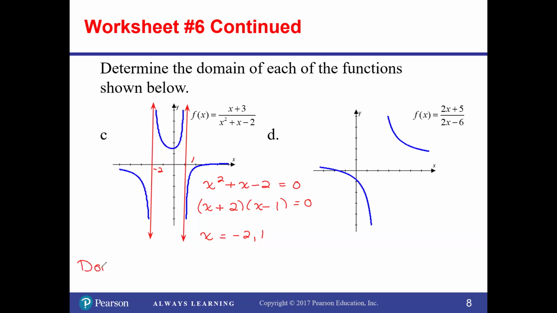So my domain is x such that x cannot be -2 or 1, because those cause my denominator to be equal to 0. Or you could say it's everything from -infinity up to that -2. Then everything between the -2 and the 1. And then everything from the 1 to infinity.